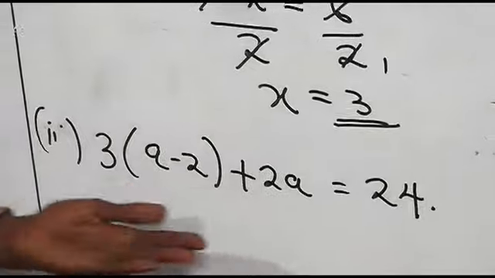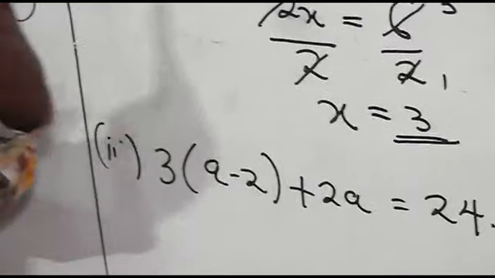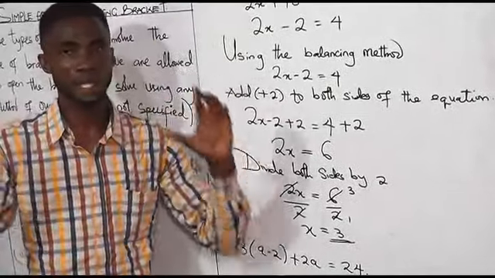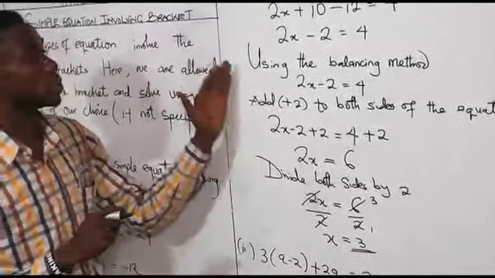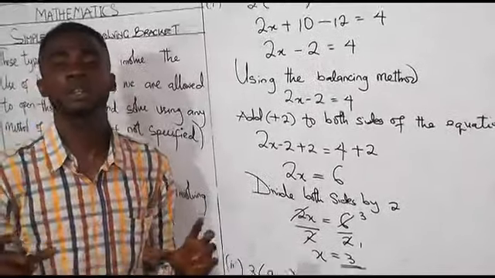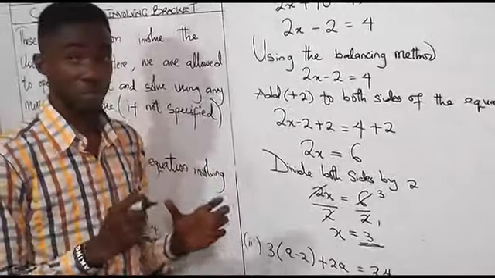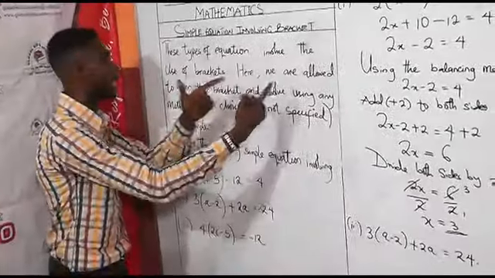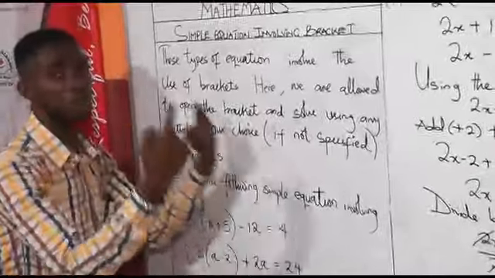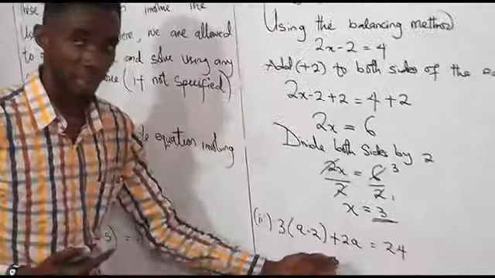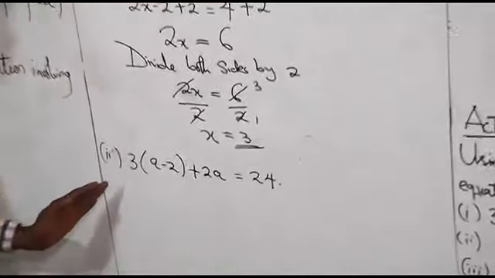Okay, students, in this very question, we are going to solve this question using the collection of like terms method. Remember the first method we used was the balancing method, so here we're going to solve using the collection of like terms method. But firstly, remember like we said earlier, here we are allowed to open the bracket and solve. Are you getting? So the first thing I will do is to open the bracket from the left hand side of the given equation.